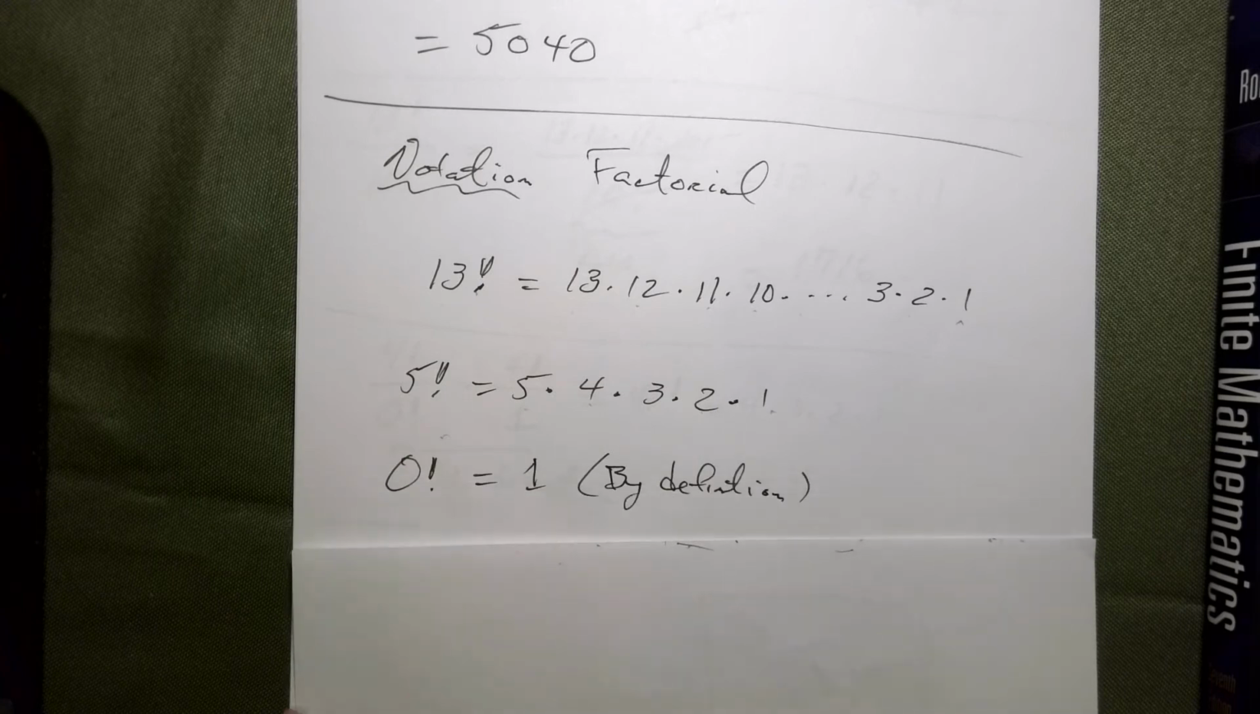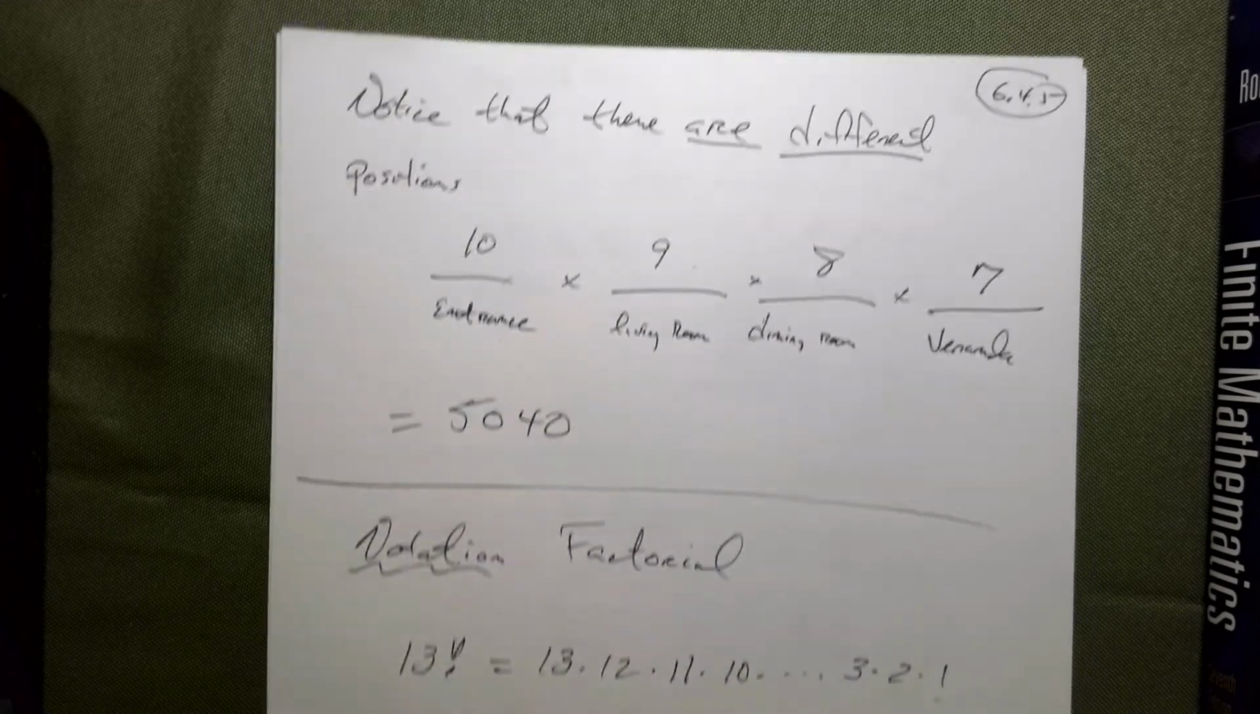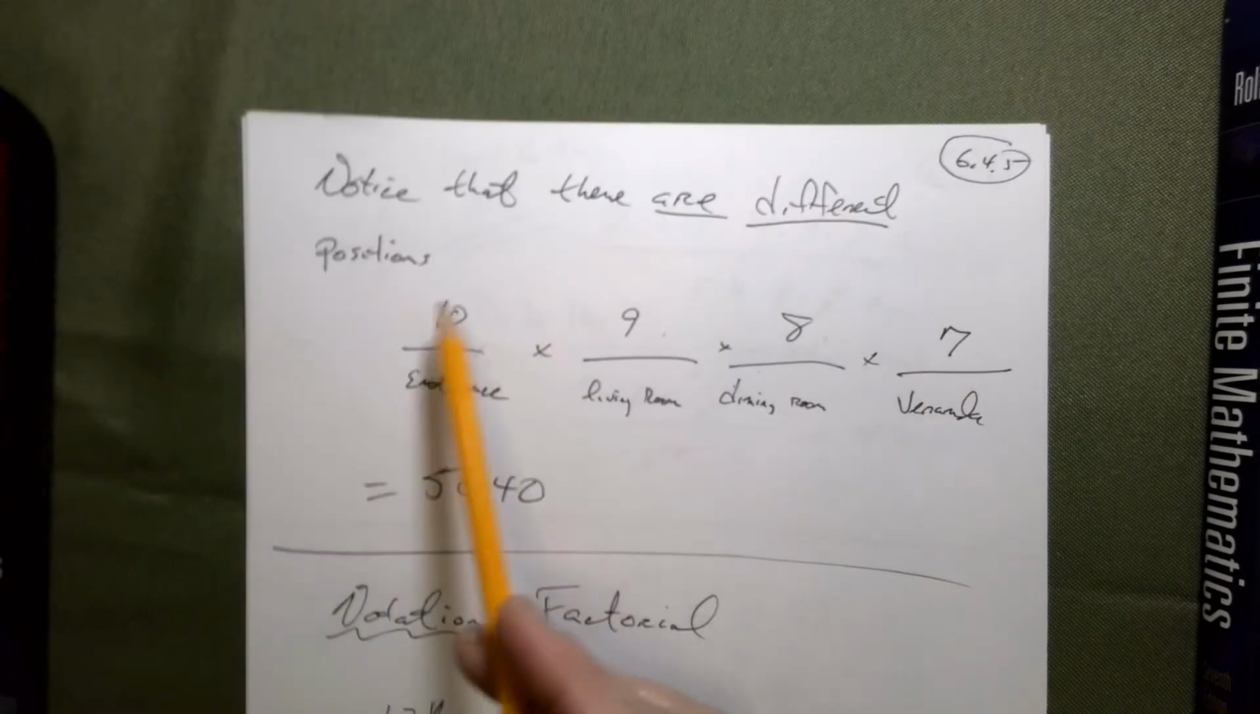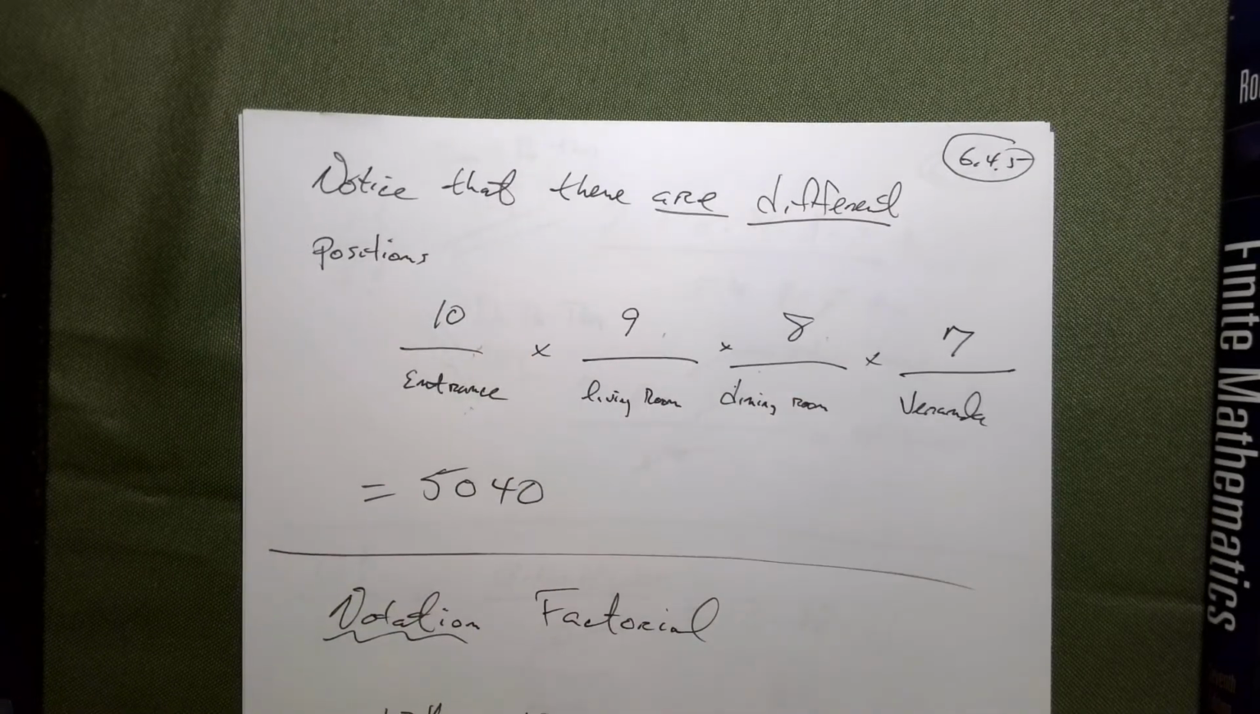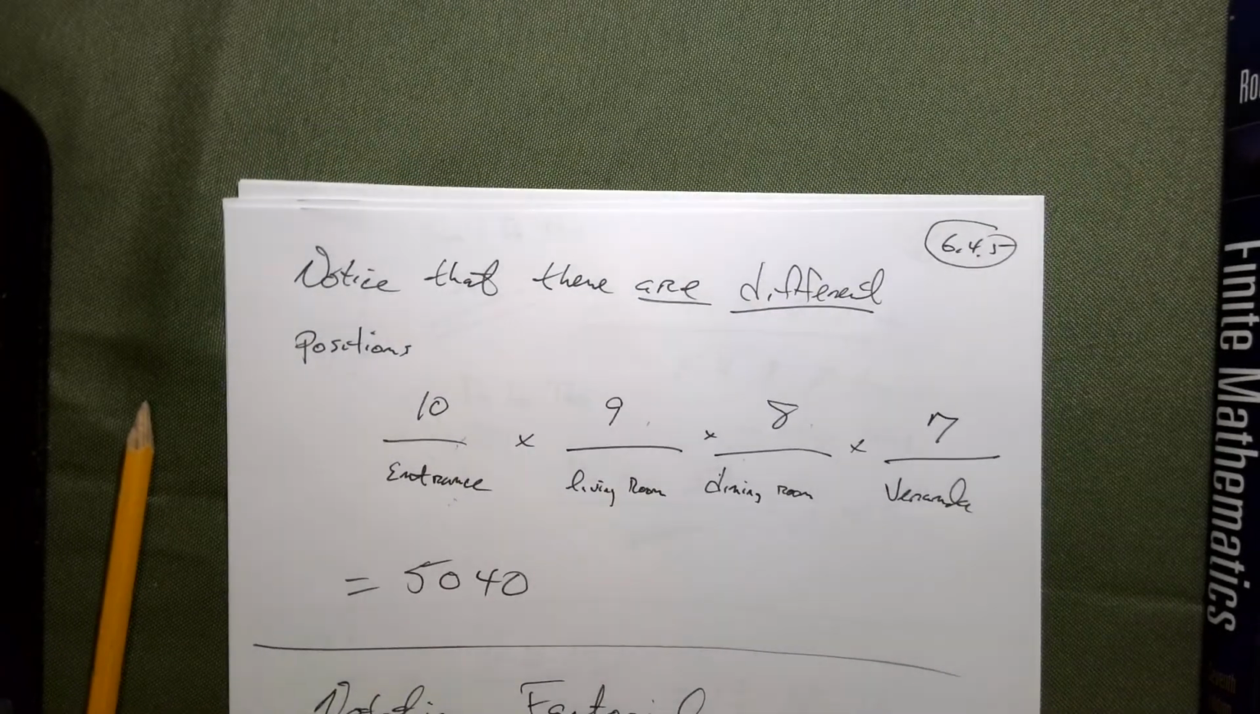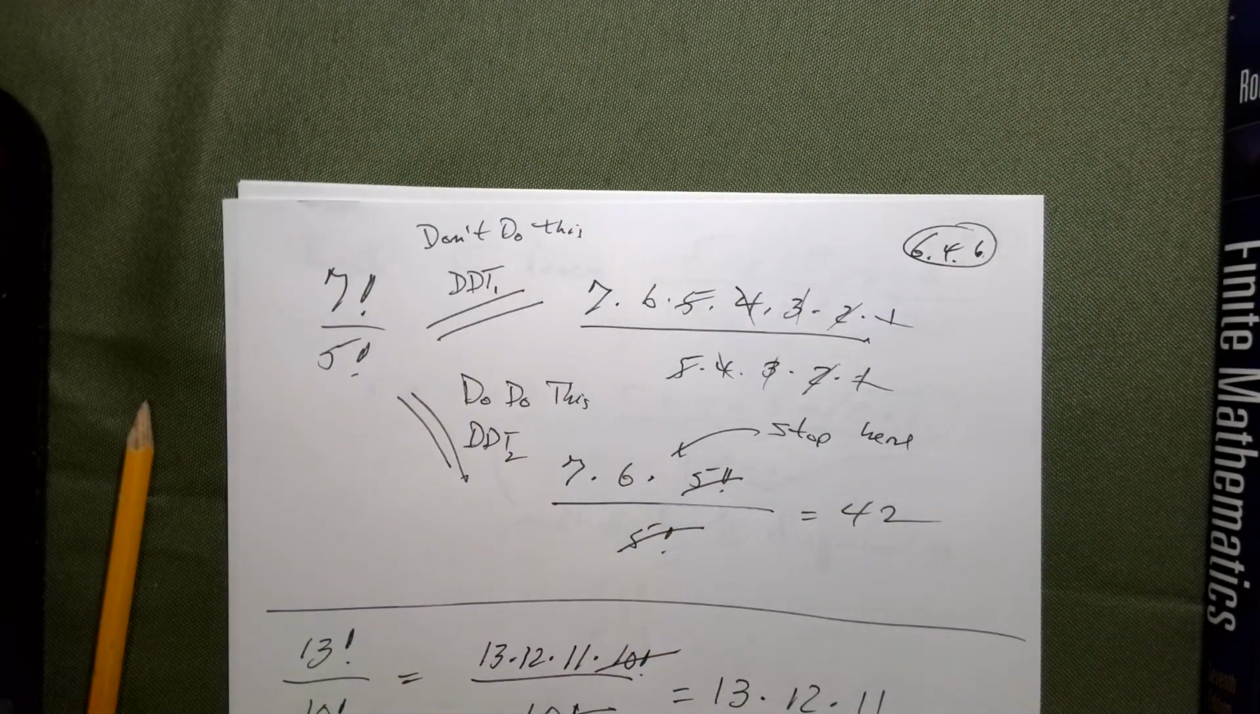By definition, now throughout the semester I will always explain why something happens. This, I'm not going to do that. So 0 factorial is going to be by definition 1. So what we're going to do is we're going to start expressing these big numbers here in terms of the factorial functions. Okay.